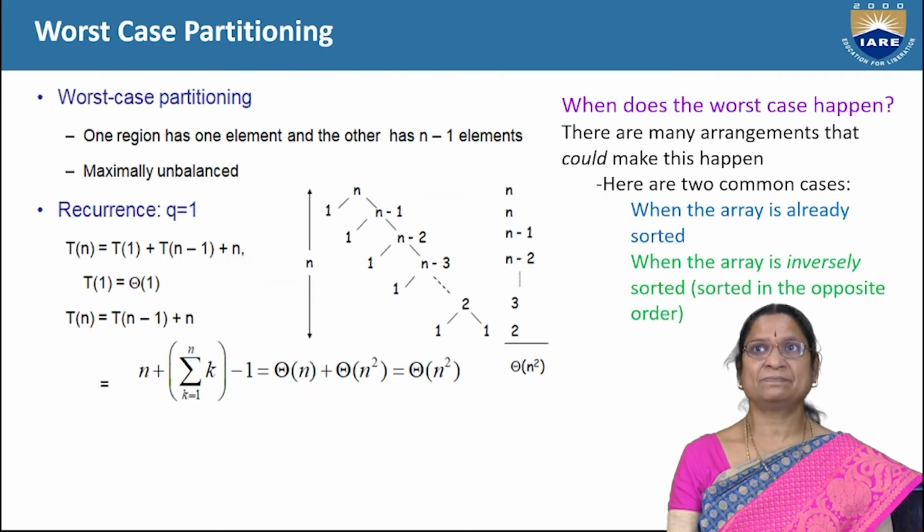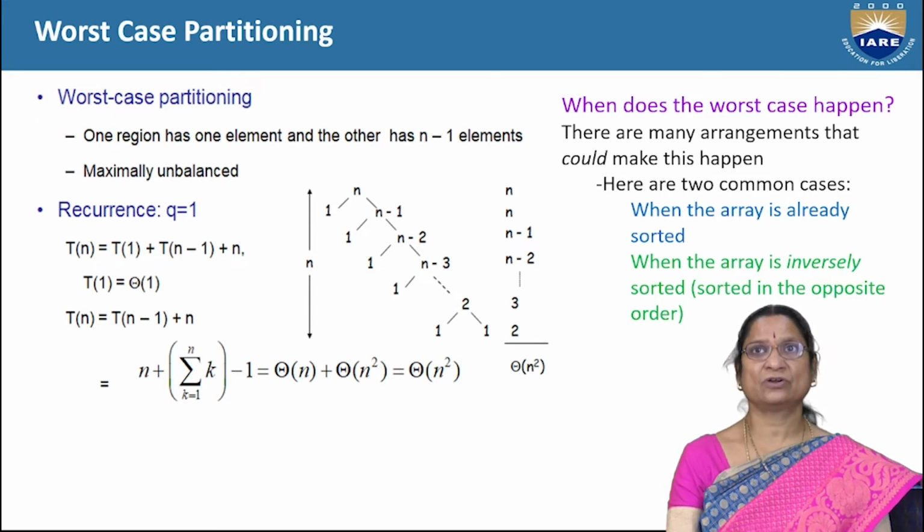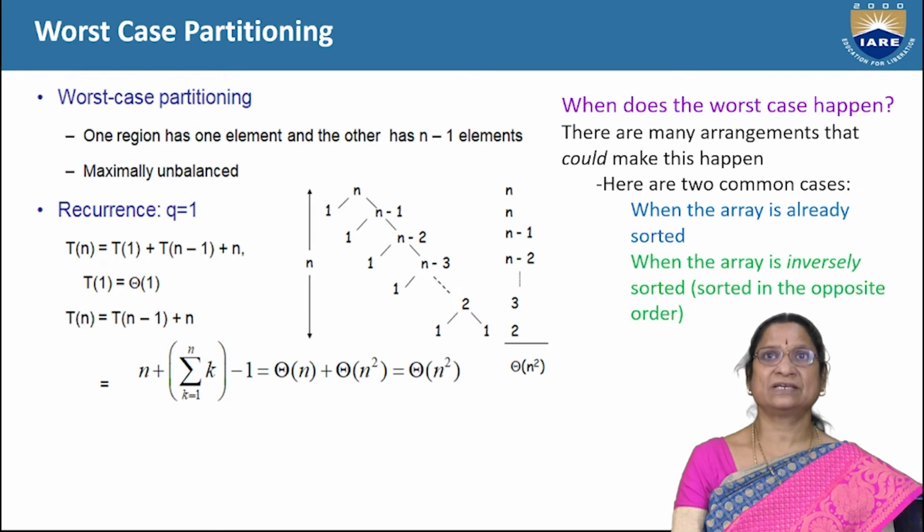Based upon this recurrence paradigm, we can analyze our algorithms, the quicksort algorithm, for various cases: worst case, average case and best case also. First we will discuss the worst case.